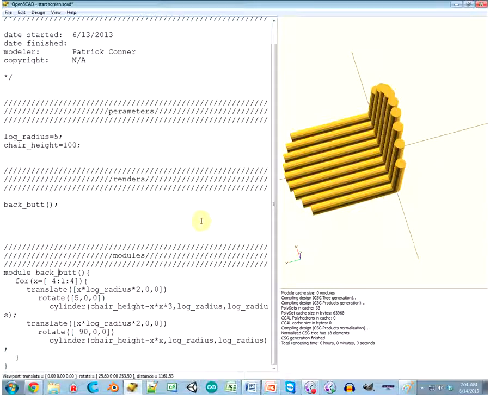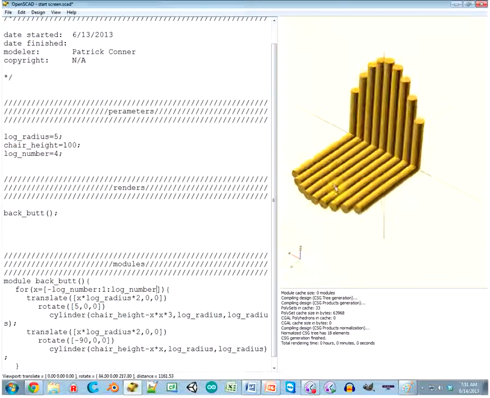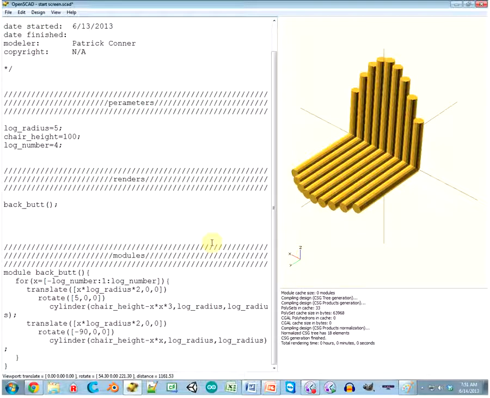Alrighty, so I kind of want to make that a variable. Let's say log number equals 4. I wonder if it'll let me do that. Copy negative log number to positive log number. Hey, it works! Cool! We can make this thing awesomely parametric now.